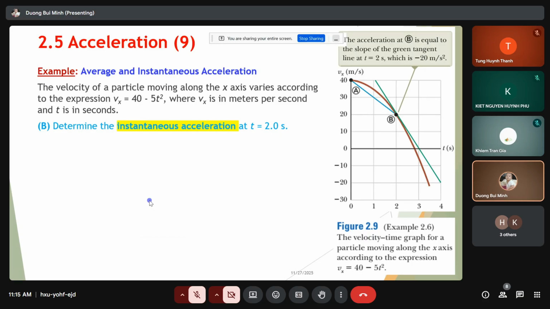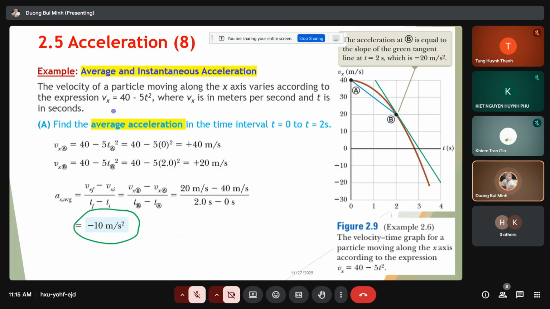Okay, so now they give us the function of Vx. They also give us the curve of Vx and also the function of Vx. So it's up to you. You can use the function to calculate Ax. We find the acceleration in the time interval from t0 to the final time of 2 seconds. We just apply the formulas. We have Ax average equals delta Vx over delta t, that means Vxf minus Vxi over Tf minus Ti.